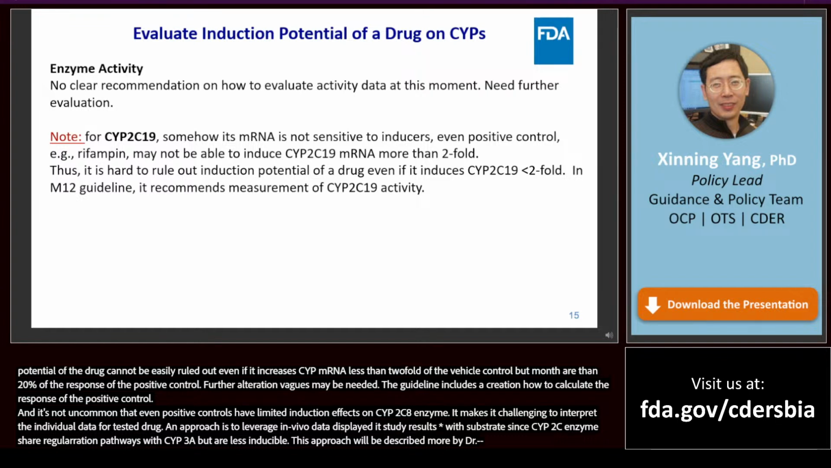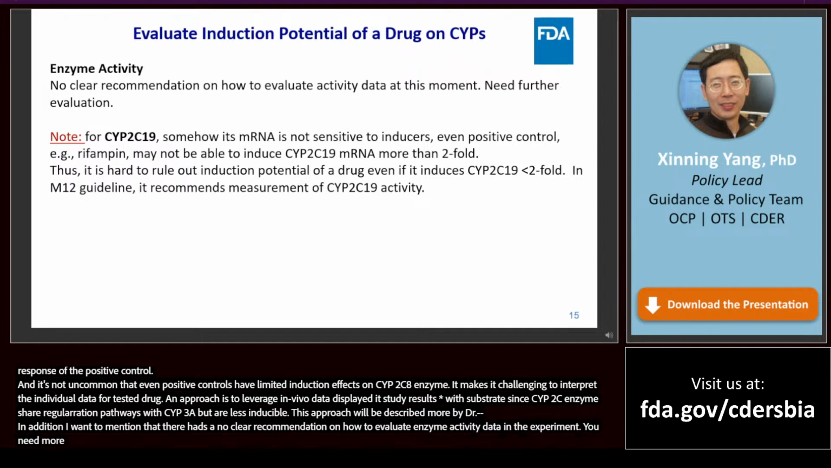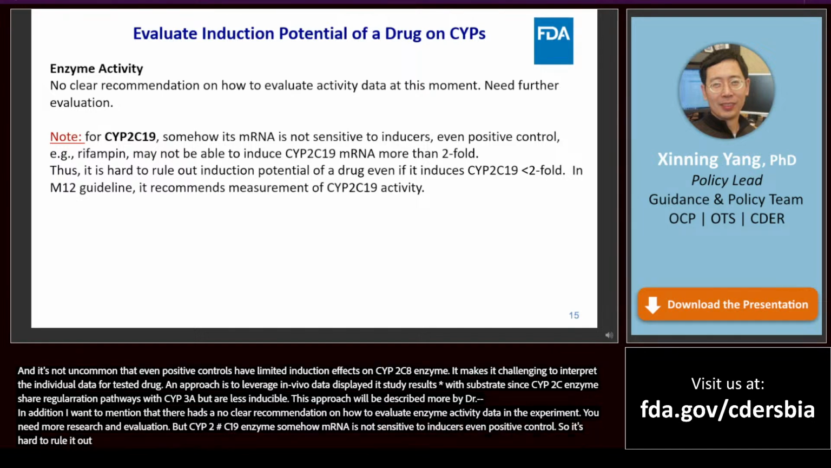In addition, I want to mention that there's no clear recommendation on how to evaluate enzyme activity data in the induction experiment. This will need more research and evaluation. But for the CYP2C19 enzyme, its mRNA is not sensitive to induction even by the positive control, so it's hard to rule out the induction potential of a drug. In the M12 guideline, it recommends measurement of CYP2C19 activity.